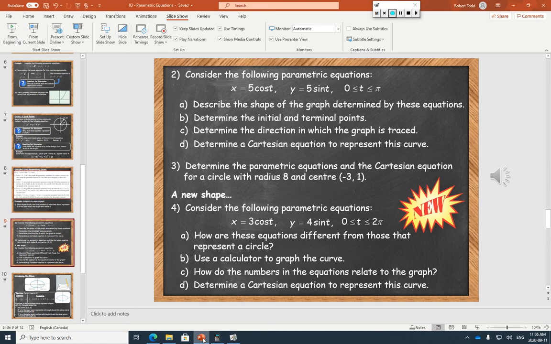Just make sure I'm doing these things in order. Boom, a new shape. Consider the following thing. I did all that. Determine a Cartesian equation. I did all that. Brand new. 0 to 2 pi. So we went all the way around the oval. Just like the circle, if you don't use 0 to 2 pi, you can get part ovals if you need them.